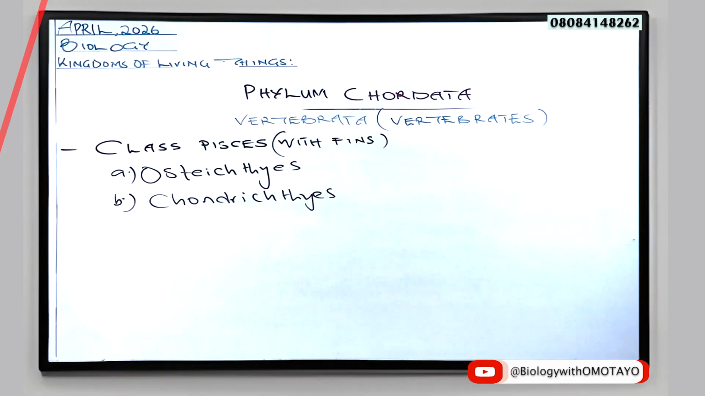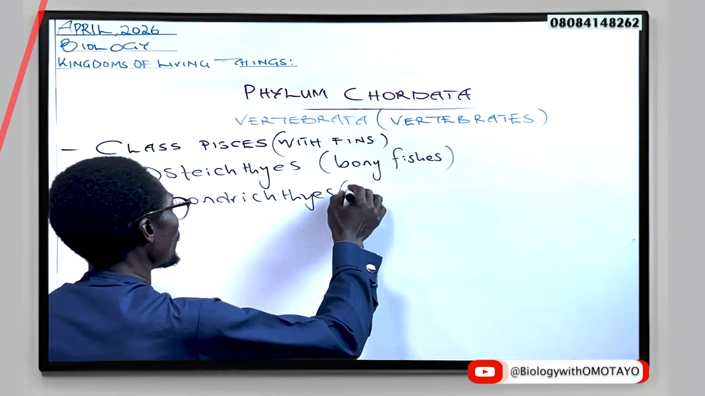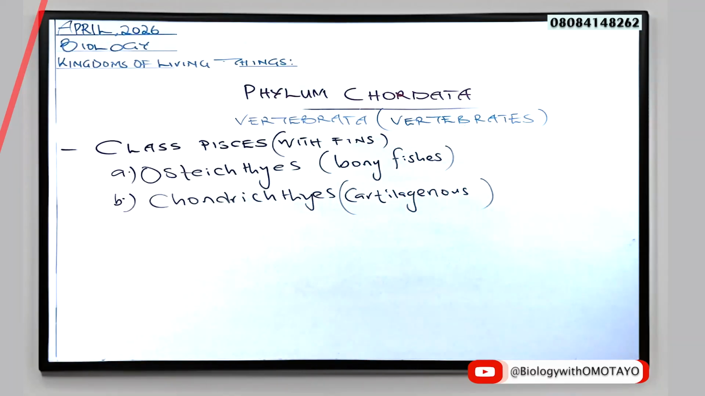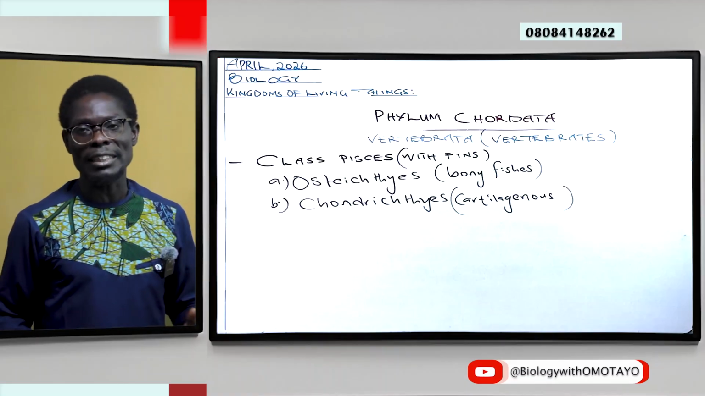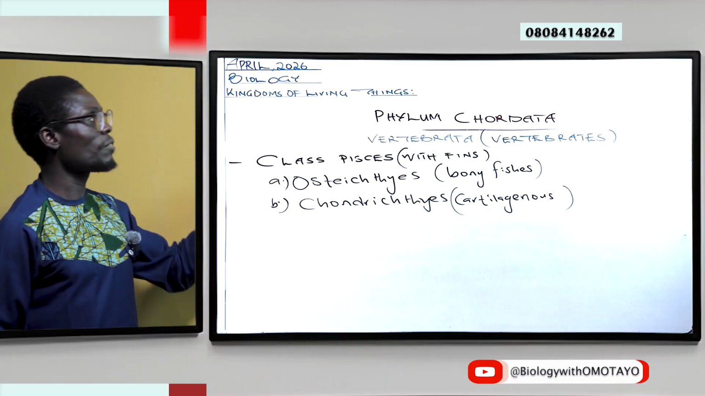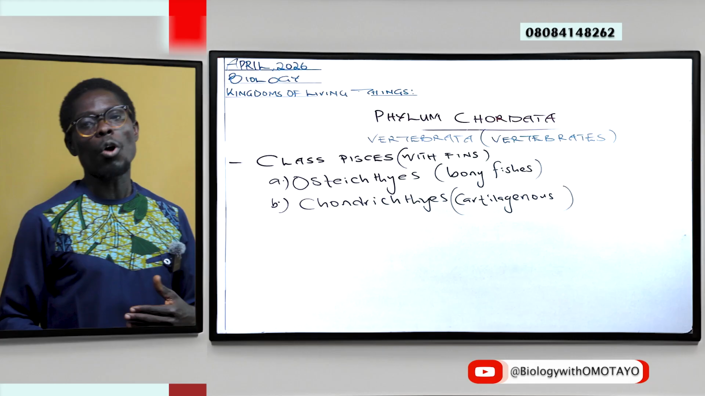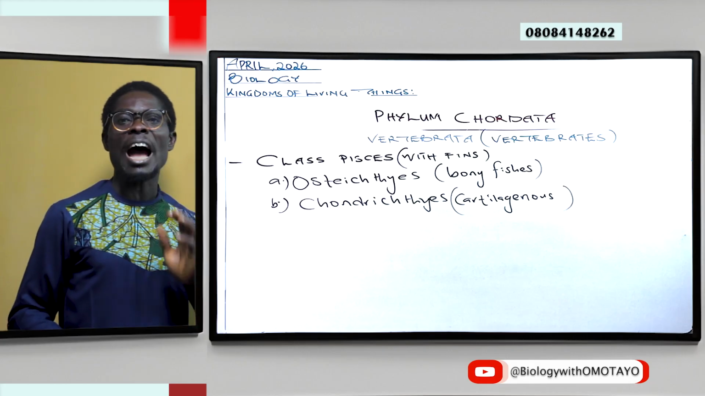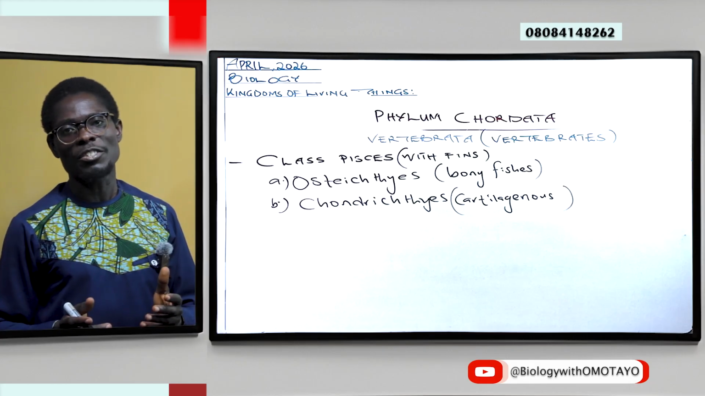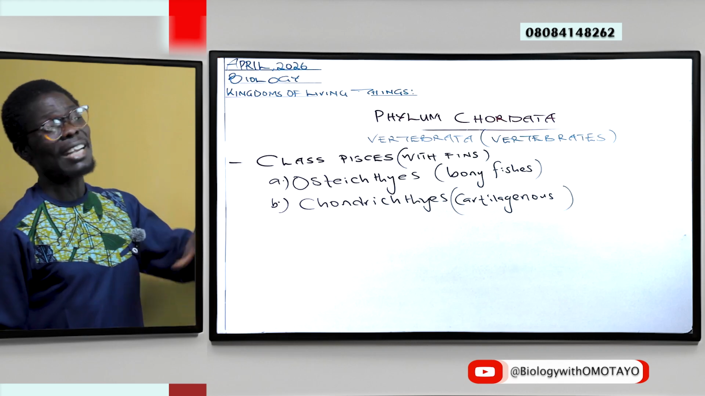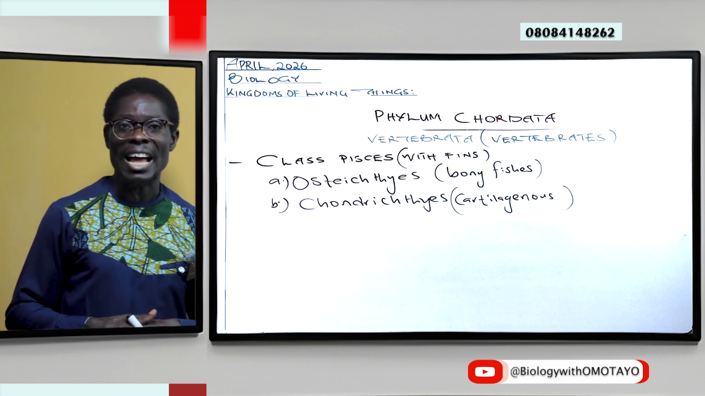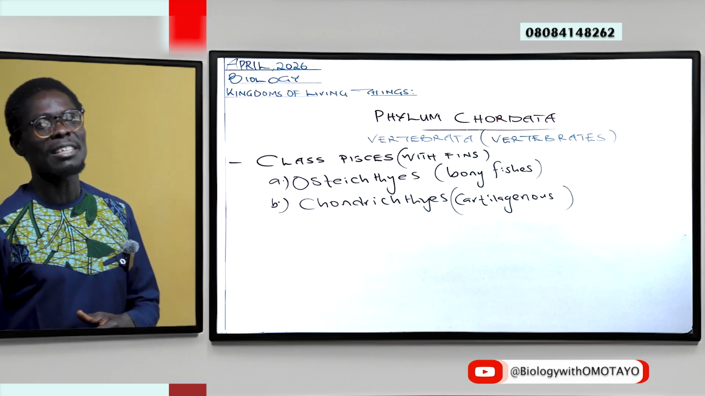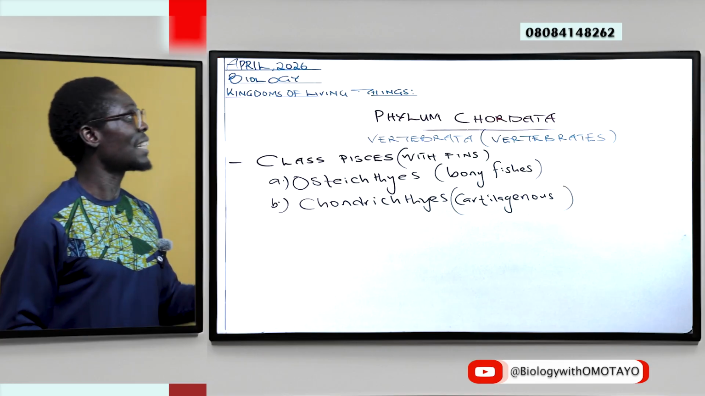The Osteichthyes contains the bony fishes, and then the Chondrichthyes contains the cartilaginous fishes. Whichever, either Osteichthyes or Chondrichthyes, they all have unique characteristics. So we'll be looking at general characteristics of organisms that are grouped under the class Physis.